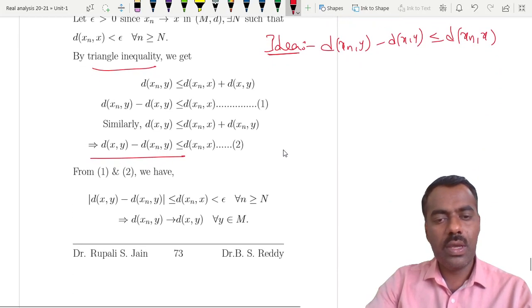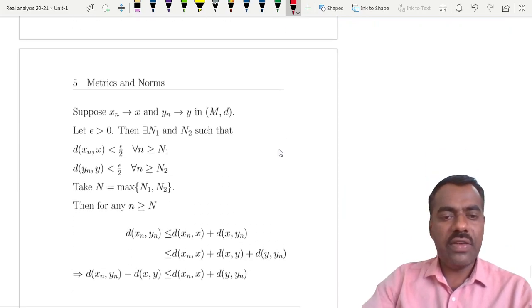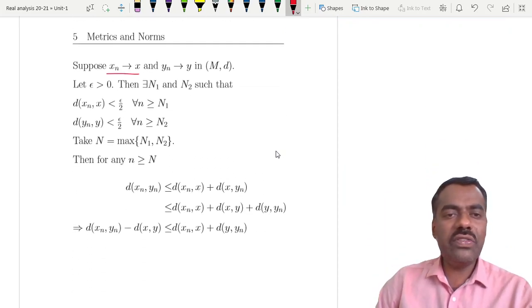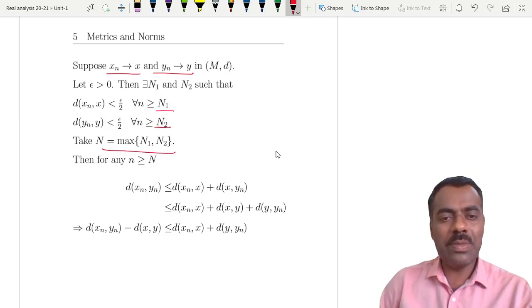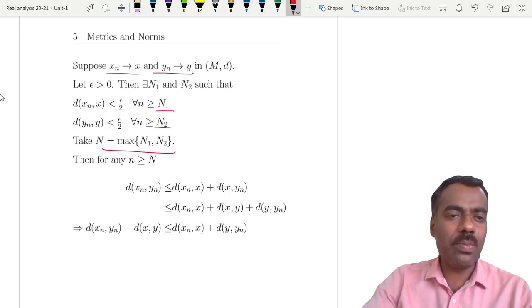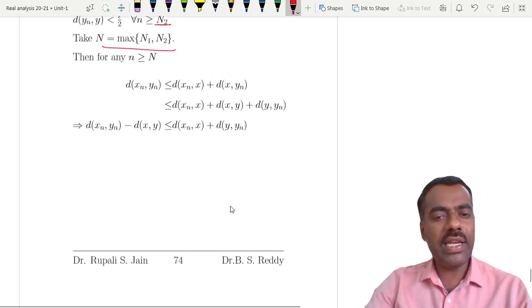Okay. And even if you have two sequences that converge, then instead of having two stages, take the maximum. So after that it will be true for both. So apply the triangle inequality, and you get this.